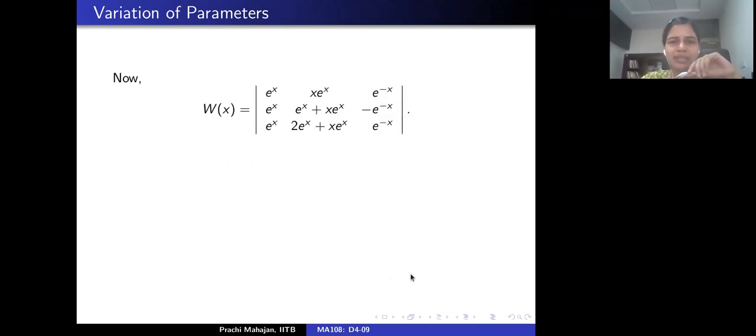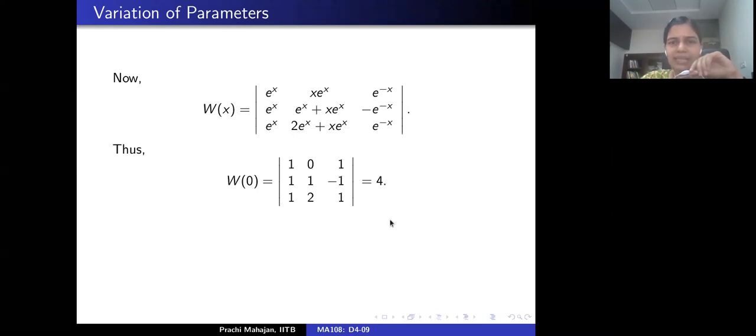Let's just compute the Wronskian. The Wronskian in this example has the first row y1, y2, y3. The second row has the first derivative of y1, y2, y3, and the third row has the second derivative of y1, y2, y3. If you plug this in and evaluate at x equal to 0, it turns out to be 4. So Abel's formula tells me that the Wronskian is 4 times exponential x. Is this okay?